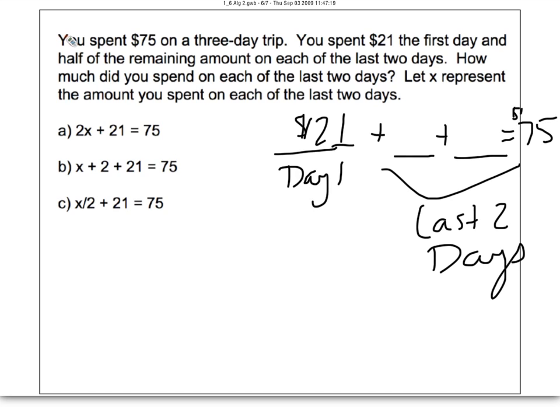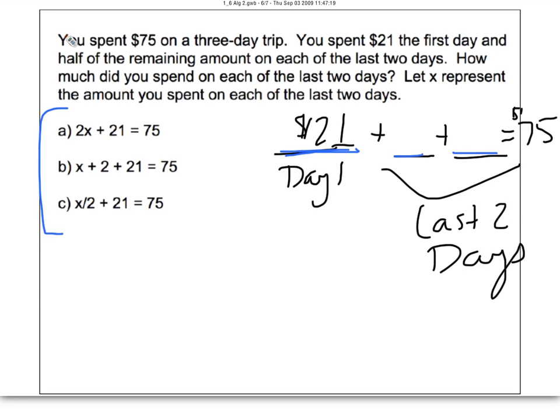I see something like this. So I know I spent $21. I have 2 more days to pay for, and I have $75. The question is, how much did we spend on the last 2 days? So which equation of these three do you think best answers the question?